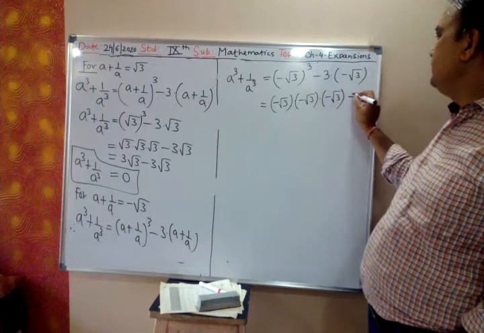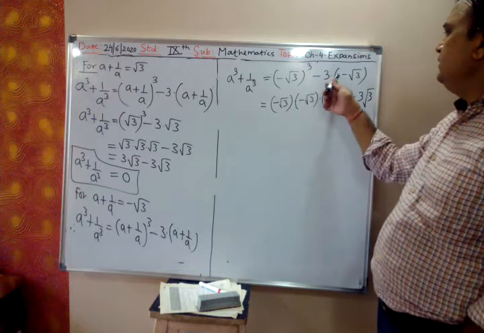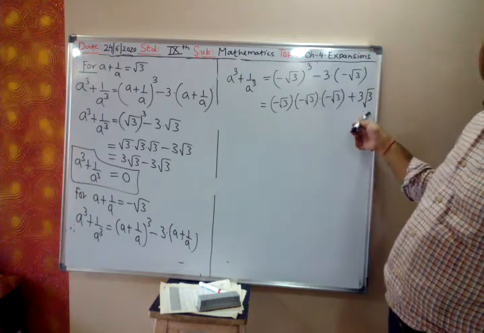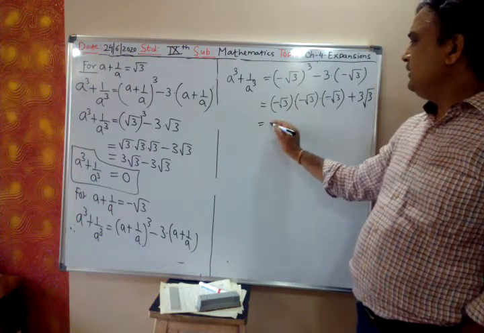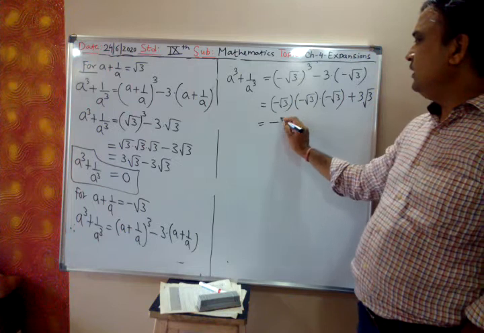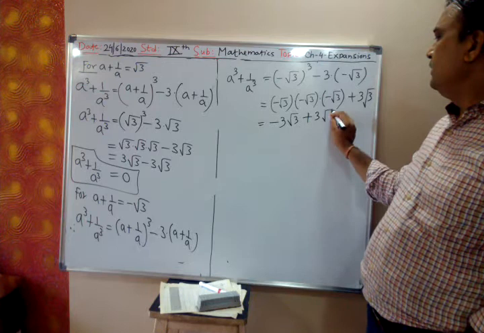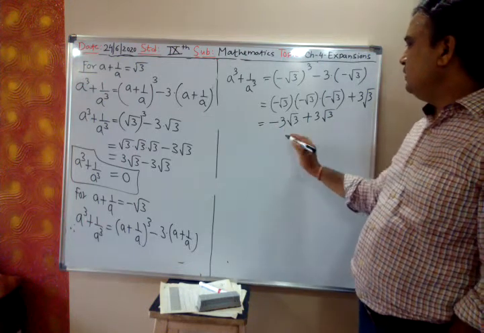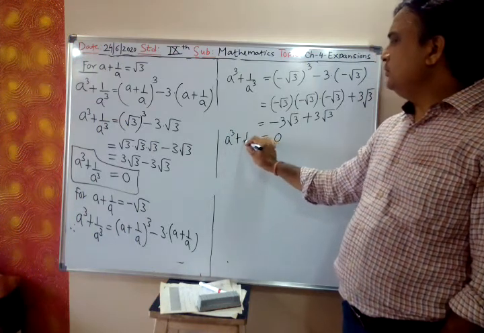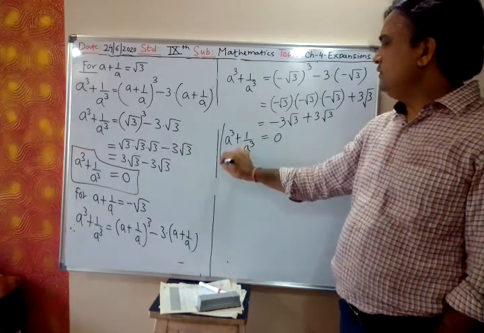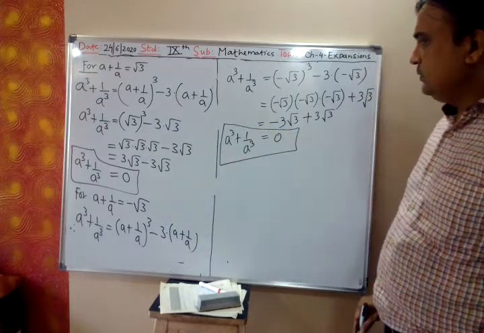Minus into minus plus, 3 into root 3 is 3 root 3. Now minus into minus plus, into minus minus, root 3 into root 3 is 3, then 3 root 3 plus 3 root 3. So minus 3 root 3 plus 3 root 3, answer is 0. So a cube plus 1 upon a cube is 0. So in both the cases, this value is 0.